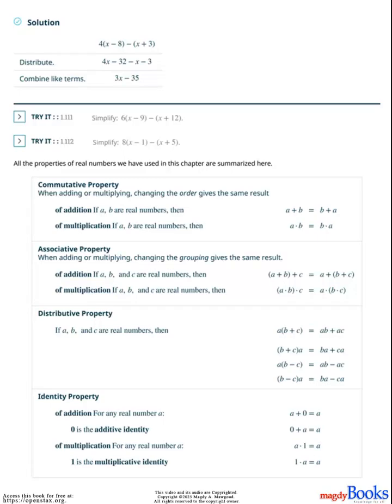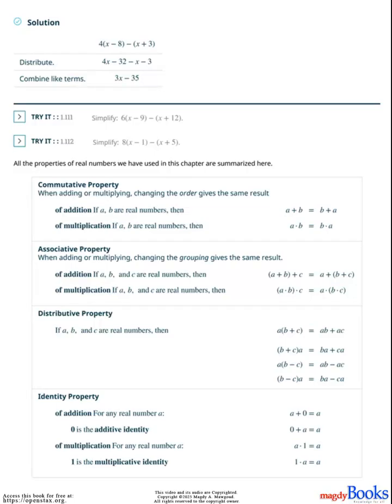Try it 1.111. Simplify. 6 times open parenthesis x minus 9, closed parenthesis, minus open parenthesis x plus 12, closed parenthesis. Try it 1.112. Simplify. 8 times open parenthesis x minus 1, closed parenthesis, minus open parenthesis x plus 5, closed parenthesis.